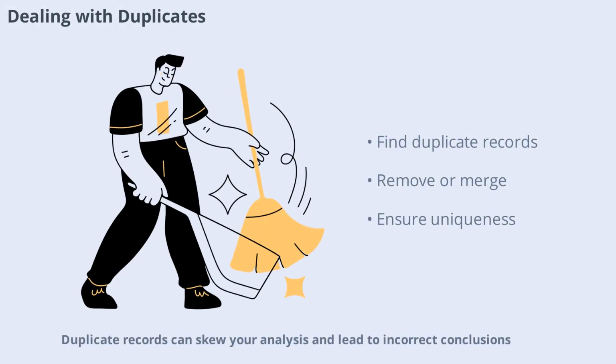Duplicate records can skew your analysis and lead to incorrect conclusions. During EDA, it's important to check for and remove duplicates. This process involves identifying records with identical values across key fields and deciding whether to keep or drop them. By ensuring each observation is unique, you maintain the integrity of your analysis and avoid misleading results.